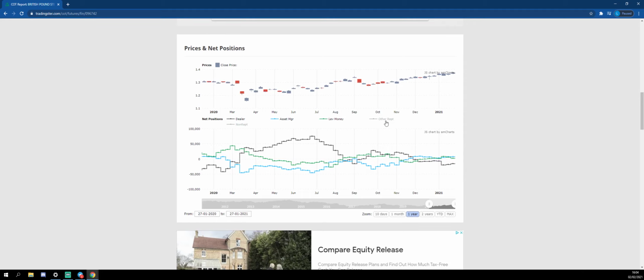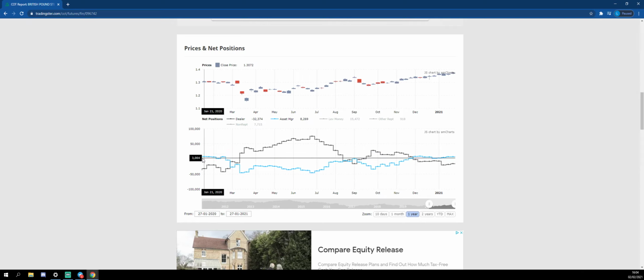Just remove these two things, sorry, and just focus on these three things. Like I said, the dealer guys are this black bar line here. They're the guys who are doing the exact opposite to what the funds and the banks are doing, right? More specifically, the banks. As you can see, it's almost identical, so, complete opposite.